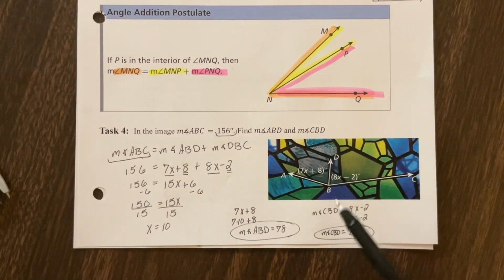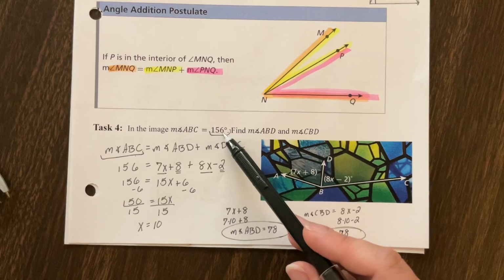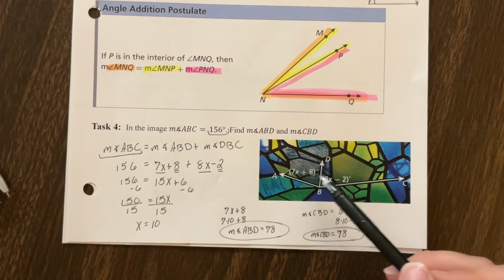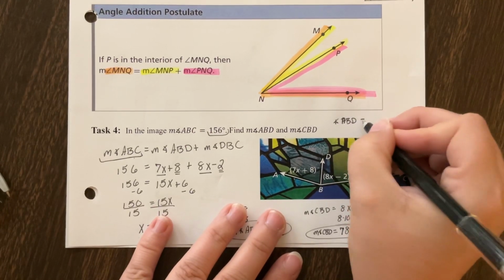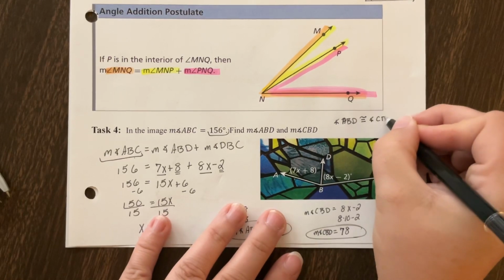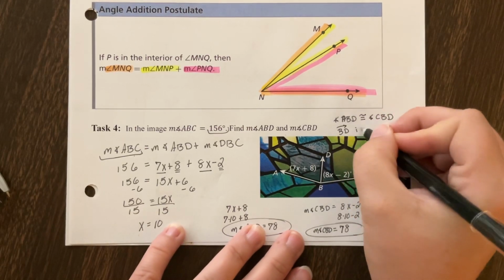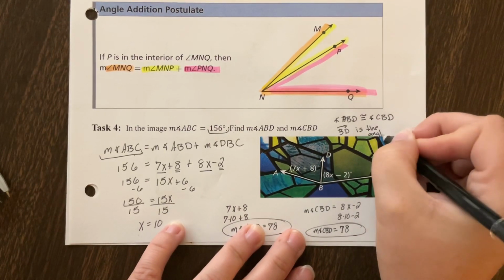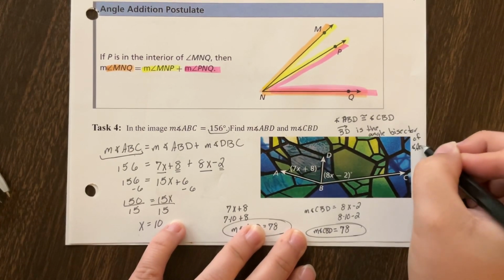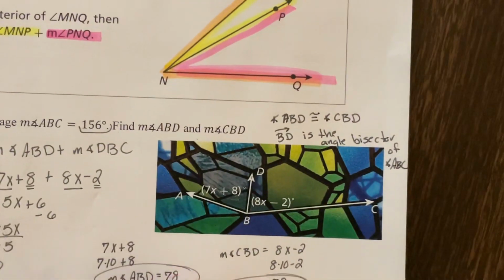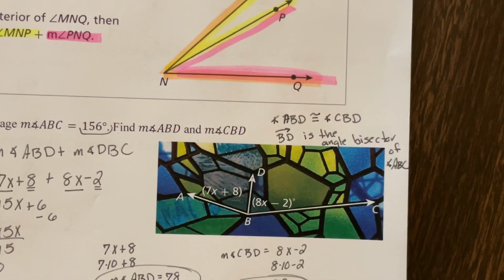Well, I just discovered that these are both 78-degree angles, and 78 plus 78 is 156. Since these are both the same angle, they're congruent. So I would say angle ABD is congruent, remember our congruent symbol, to angle CBD. So I know that ray BD is the angle bisector of angle ABC. Sorry, kind of squished over there. We know this ray BD bisects angle ABC because it divides it into two congruent angles. Interesting.